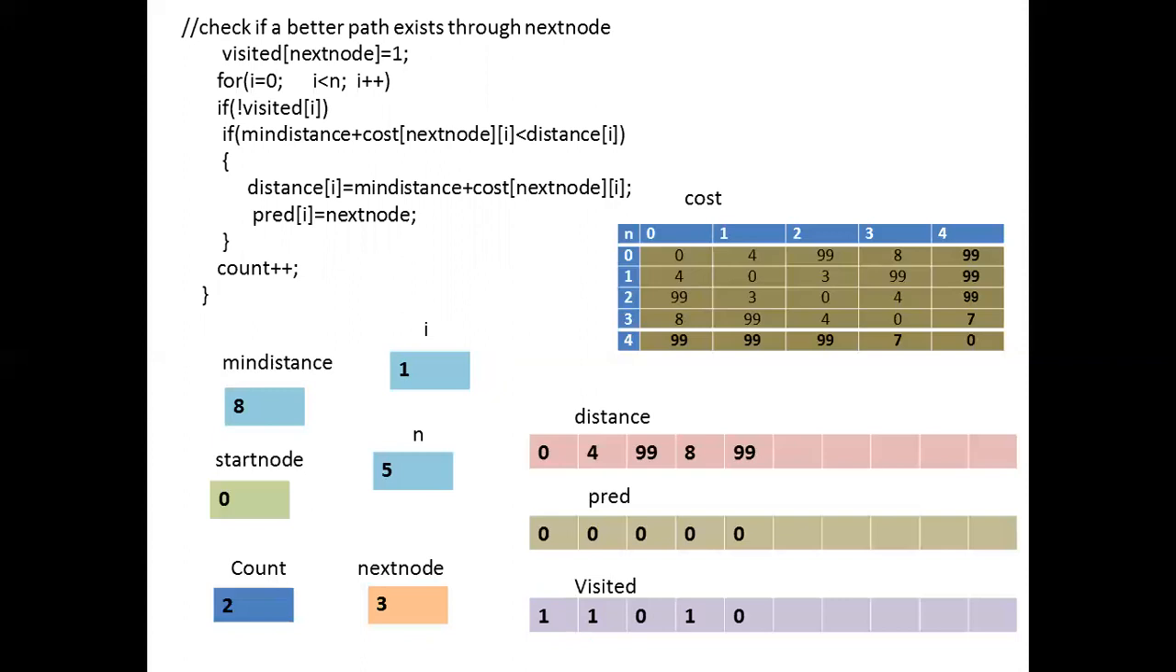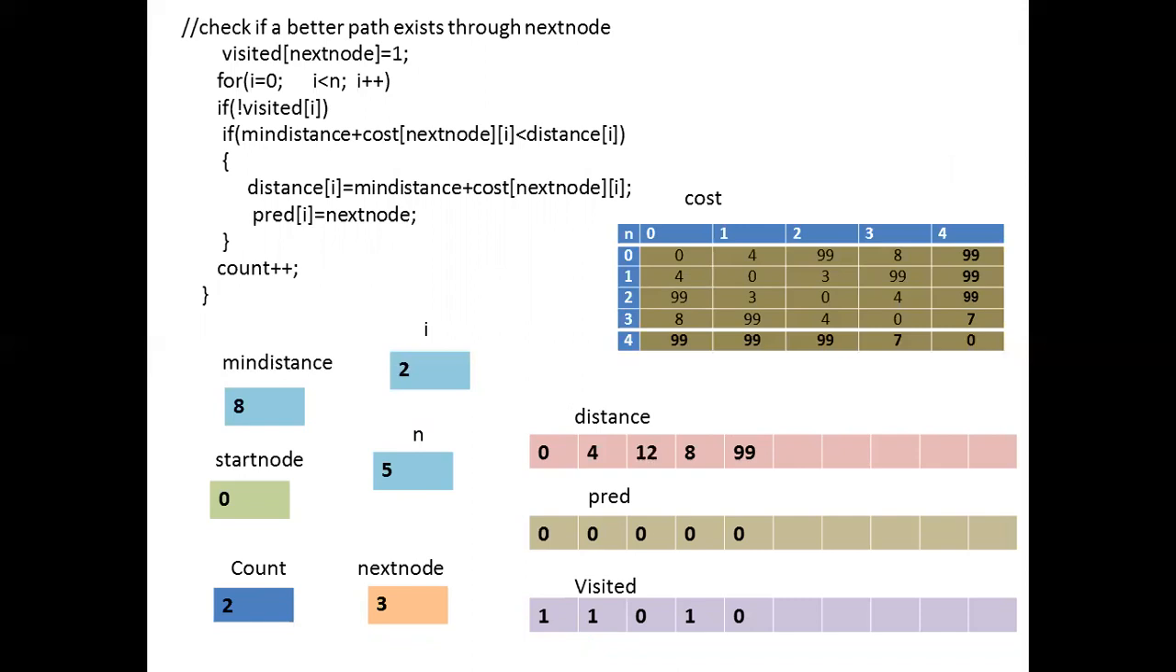Now for example, I want to transmit data from 0 to 2. As shown in the graph, there are two paths. Either it can be passed through node 1 or it can be passed through node 3. But the shortest path was 0 to 1 and 1 to 2. That type of result I am going to get once I run the complete program.